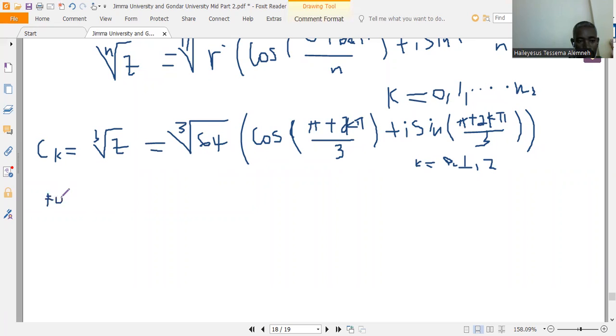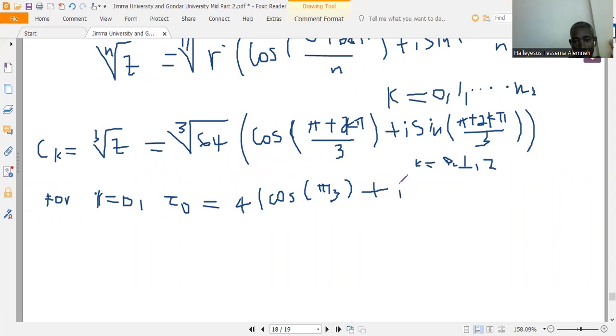So for k is equal to 0, c0 is equal to the cubic root of 64, which is 4, times cos pi over 3 plus i sin pi over 3. So what is pi over 3?